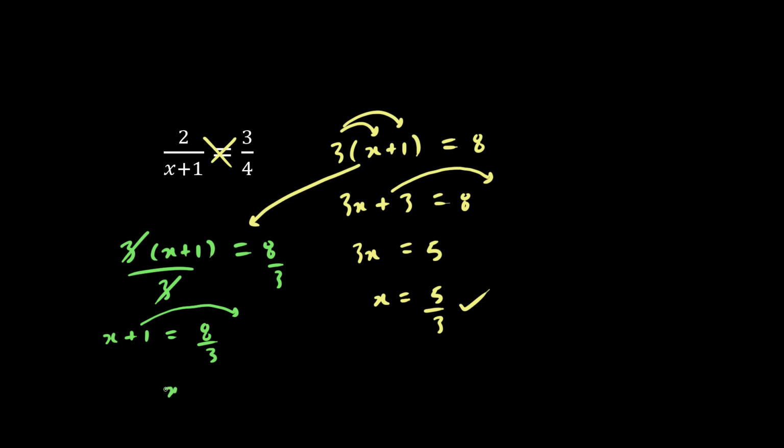Now let's throw this positive 1 over. So we have x equals 8 over 3 minus 1. And we know that 1 is the same thing as 3 over 3. So we have 8 minus 3. The numerator is 5, and the denominator is the same. So we have the same answer.